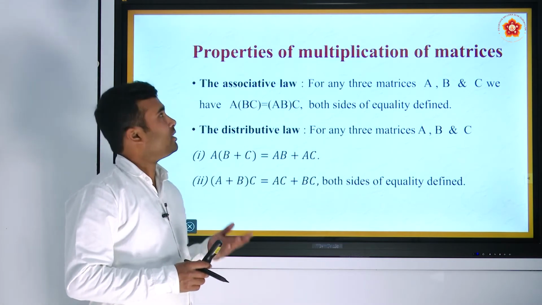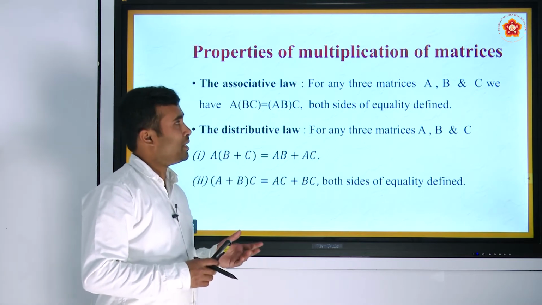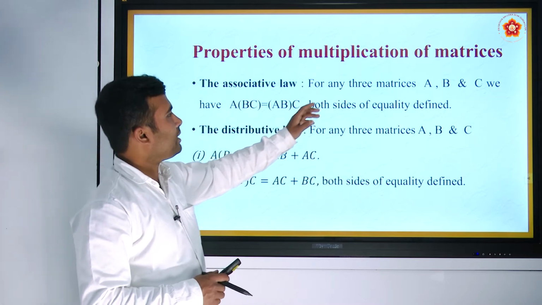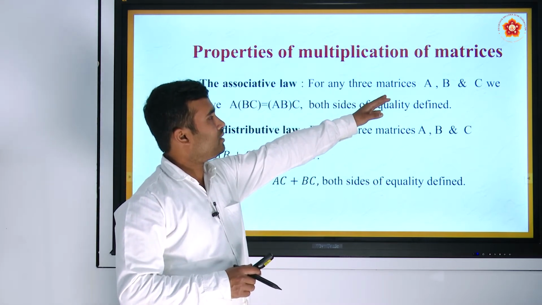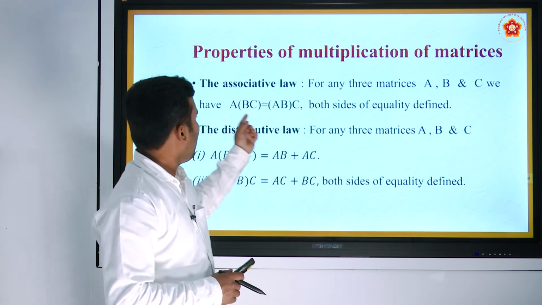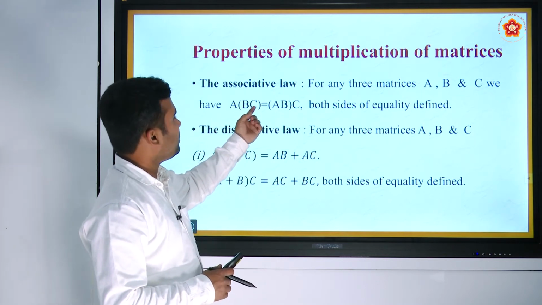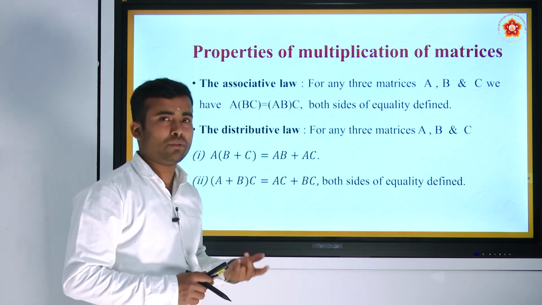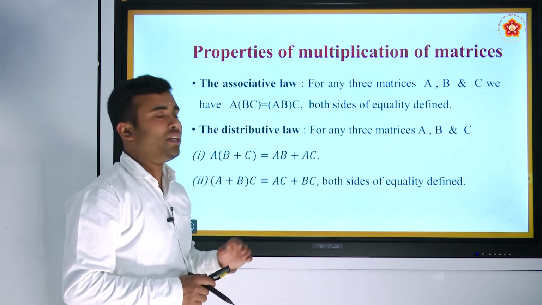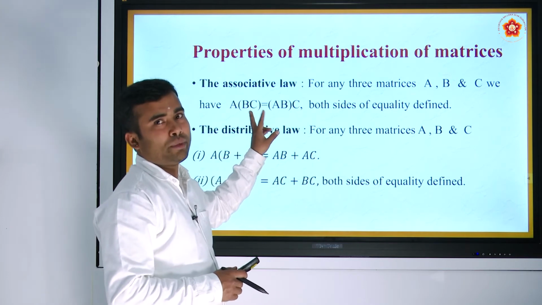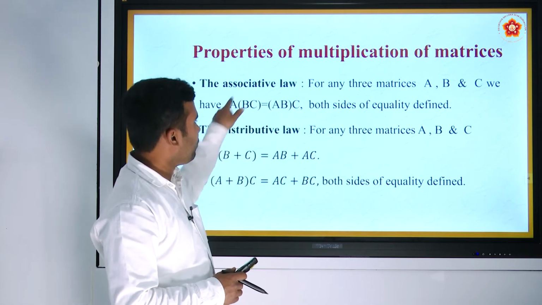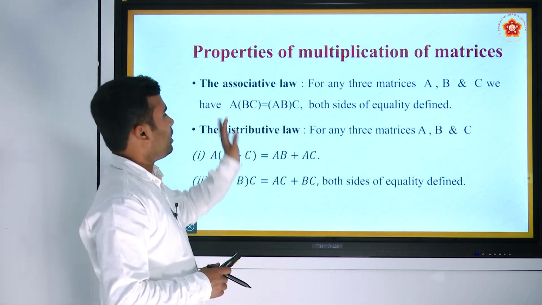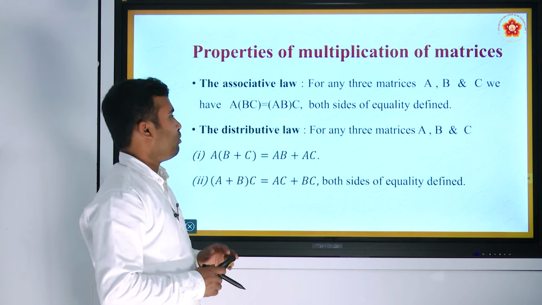Now let us see the properties of matrix multiplication. The associative law: for three matrices A, B, C, A into BC is equal to AB into C. Both sides of the equality should be defined. That means the order should be defined, the order on both sides should be the same. Otherwise, associativity may not be obeyed.